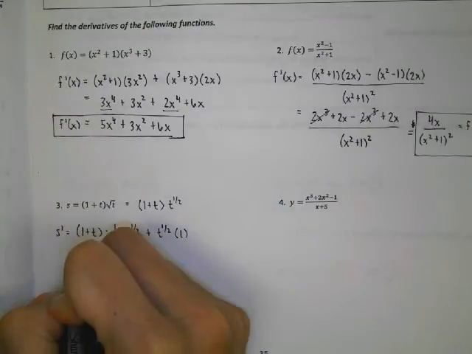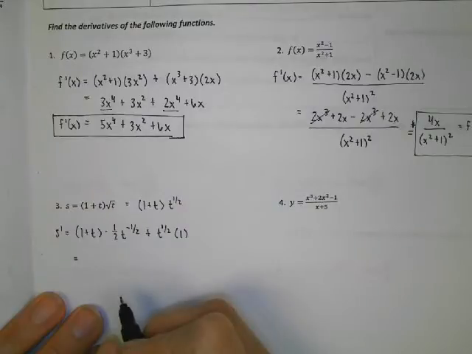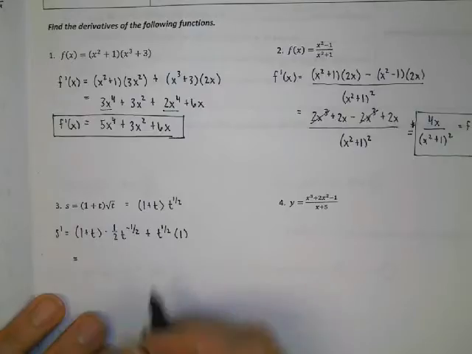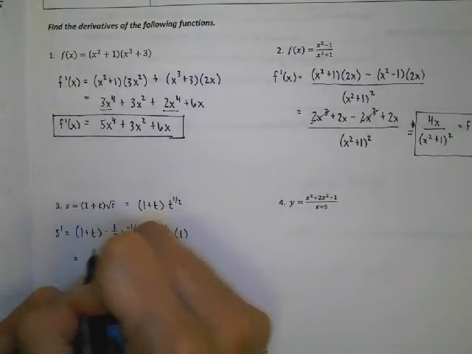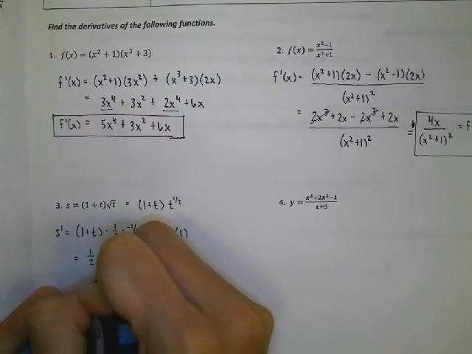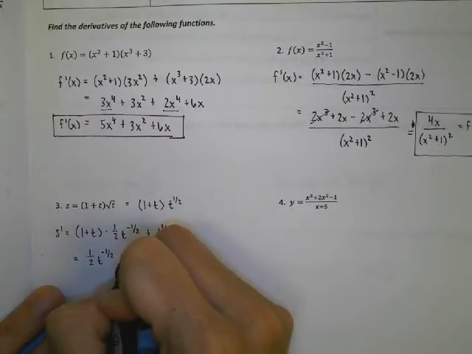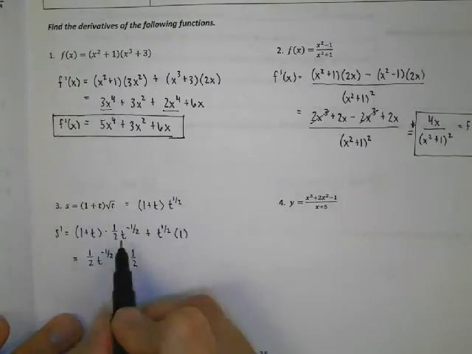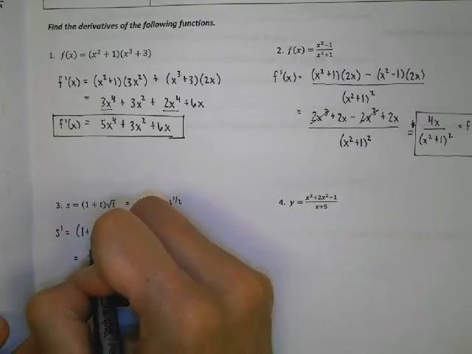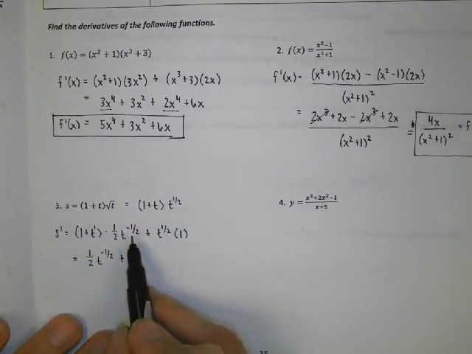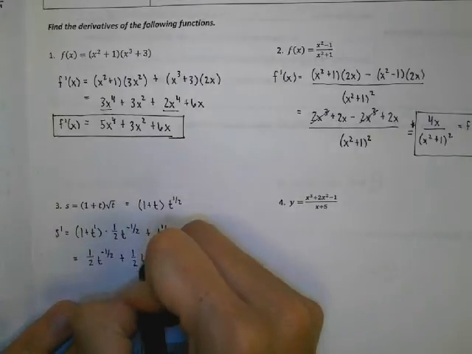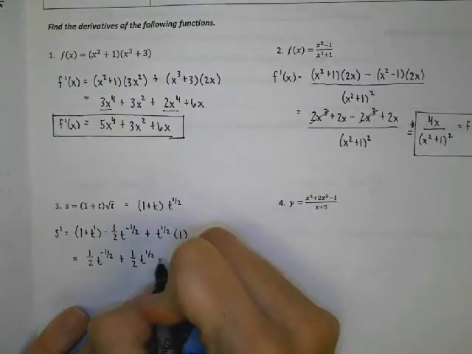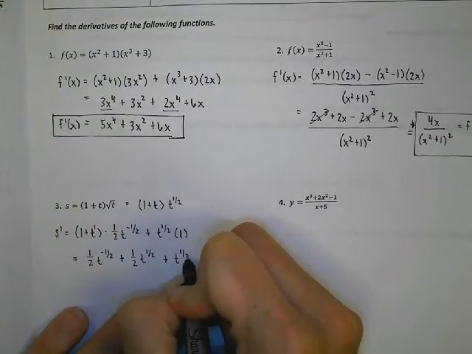So now, I'm going to go ahead and distribute this 1/2 t to the negative 1/2 to both terms. So 1/2 t to the negative 1/2 times 1 is just 1/2 t to the negative 1/2 plus, now when I distribute this, I have my 1/2. We know when we multiply powers, we have to add those exponents. So 1 plus a negative 1/2 just gives me t to the 1/2 power. And then I have my last term, plus t to the 1/2.